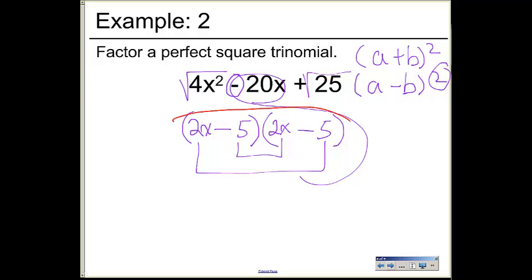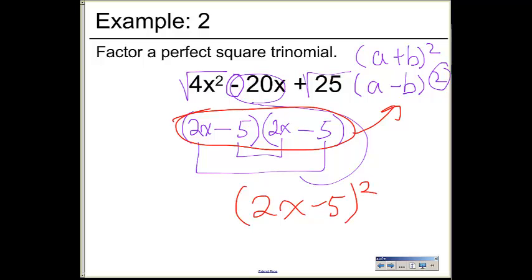So this here ends up being our factored form of the perfect square trinomial, which officially could be rewritten like this over here, which would look like 2x minus 5 squared. But we're going to leave it like this here in the middle, because eventually we're going to let it equal something, probably 0, and then continue solving.